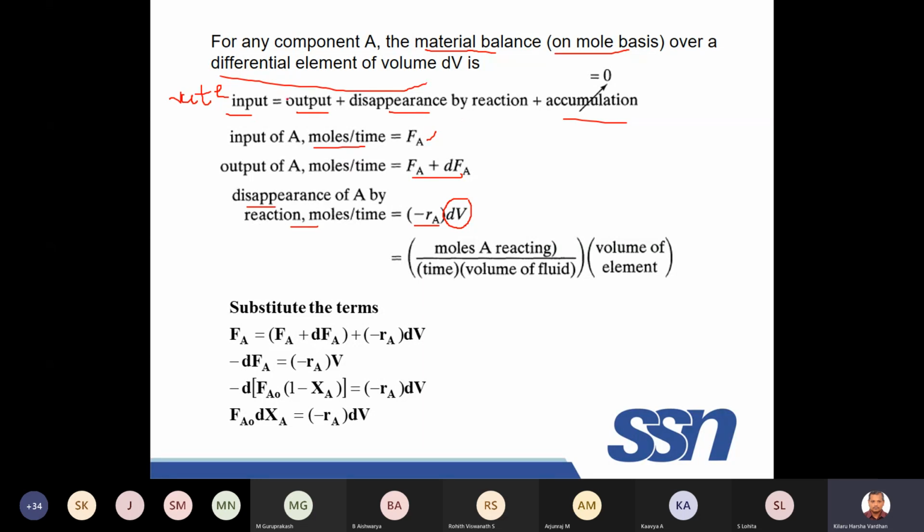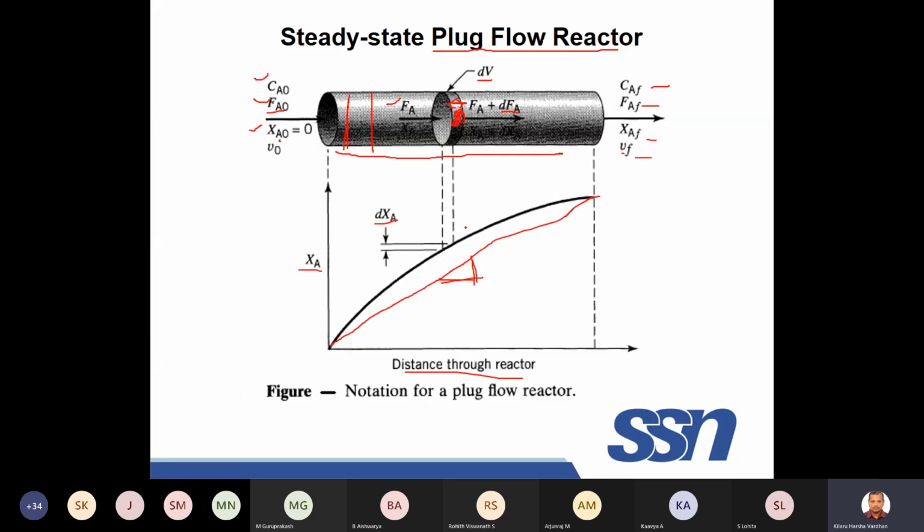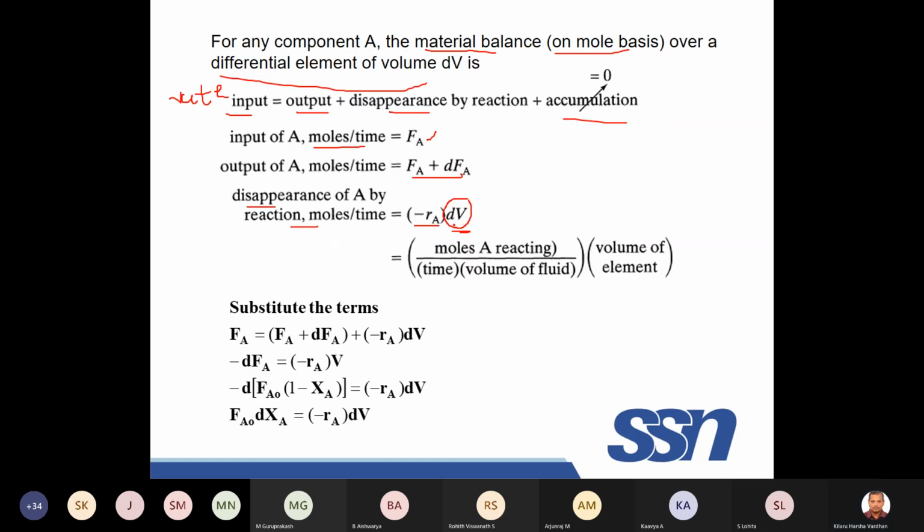In all the three expressions, the unit should be the same. Disappearance, generally you'll write minus RA into V. V is the volume of the reactor, but you are putting here dV because you are considering only this elemental volume, which is having a volume of dV. So you are not considering the entire volume. You will consider the entire volume when you differentiate or integrate. RA is moles of A reacting per unit time into volume of the fluid, and into volume of the fluid, so volume gets cancelled out. So you get moles per time.